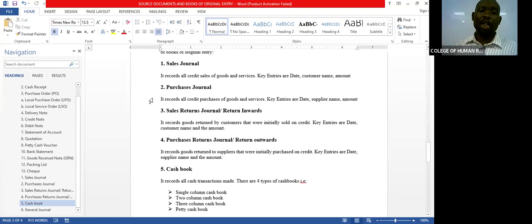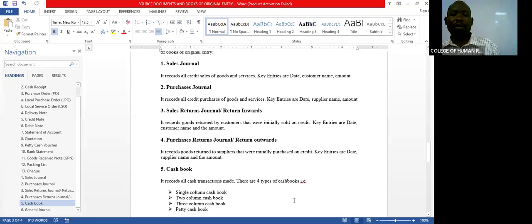If you sell goods by cash, they cannot come to the sales journal. They will go to the cash book. But if you sell them on credit, they cannot go to the cash book. They will go to the sales journal. So you need to know the difference between the two. If you purchase goods on credit, they will go to the purchases journal. But if you purchase goods and you pay for them, either by check or by cash, it goes to the cash book. Cash here simply means cash in hand and cash at bank. Cash at bank, the payments are normally made through checks, and the receipts are also through checks. So anything involving cash and check goes to the cash book.